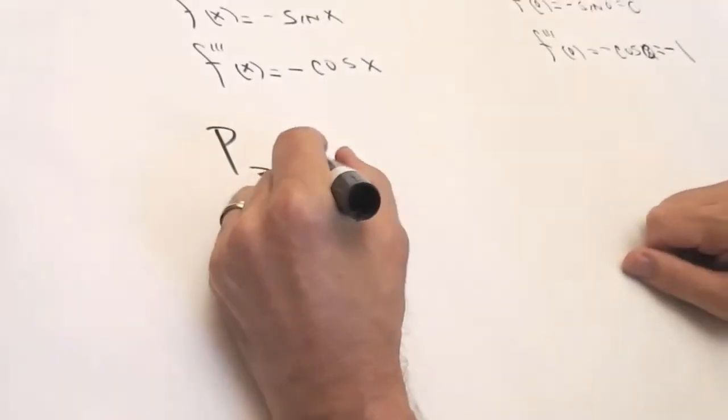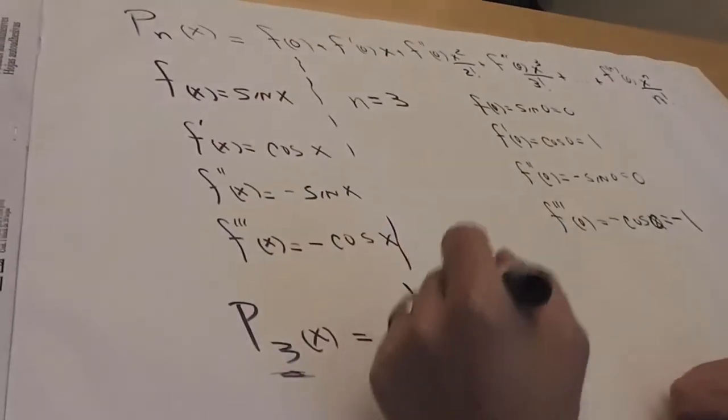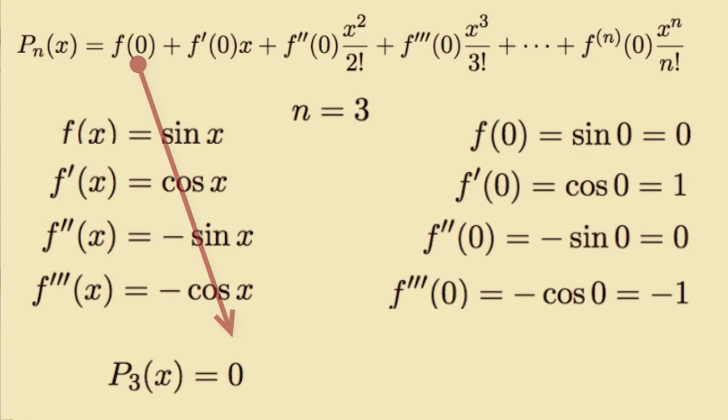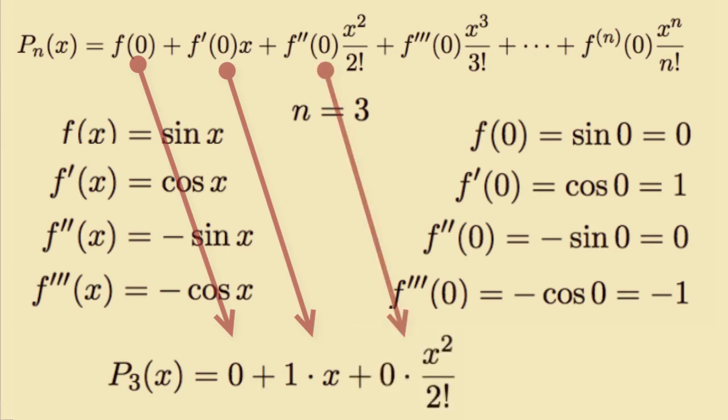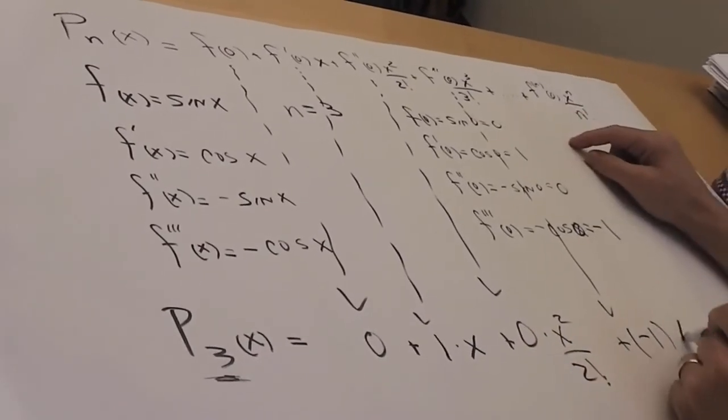P3 of x, the third Taylor polynomial, is going to be f of 0. Let's see, f of 0 is 0. So plus f prime of 0, which is 1 times x, plus f double prime of 0, which we said was 0, times x squared over 2 factorial. And the last term will be f triple prime of 0, which we said was minus 1, times x cubed over 3 factorial.